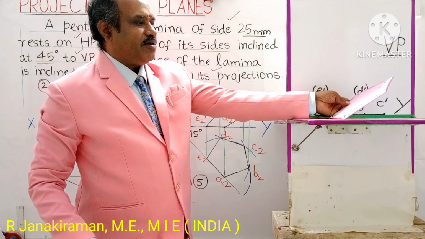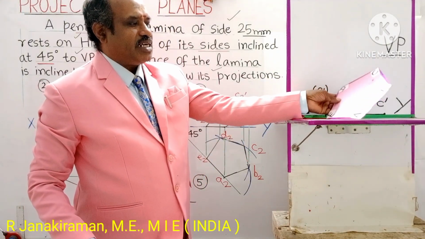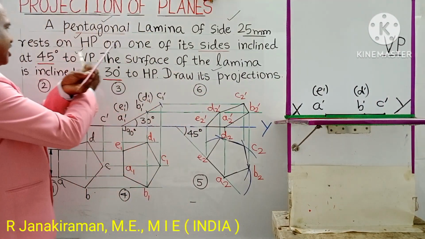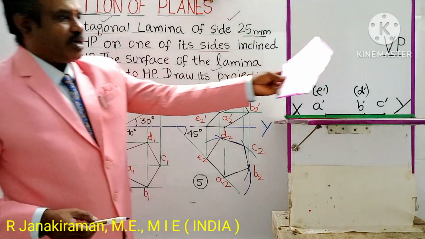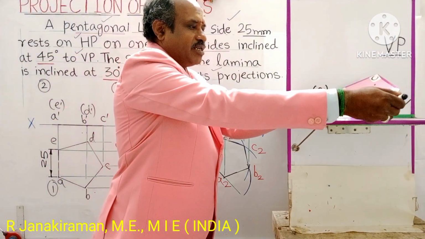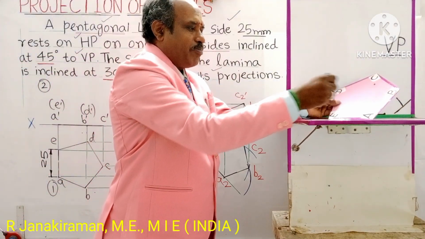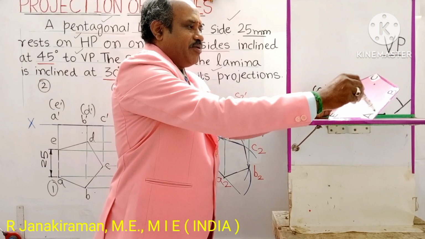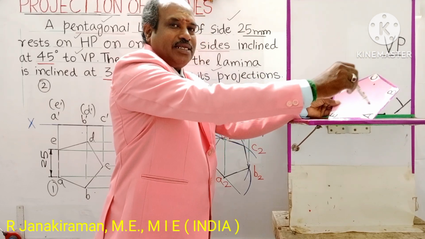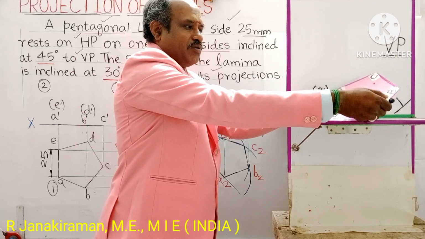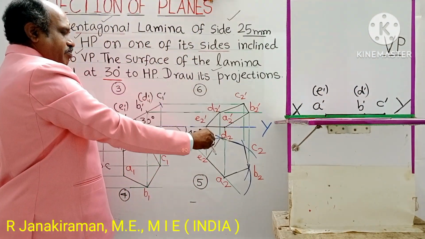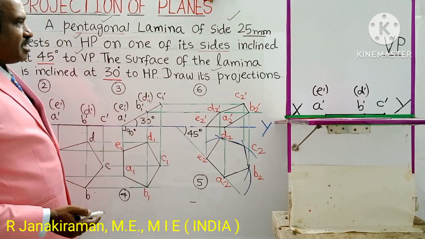Instead of being perpendicular, it is turned at 45 degrees to VP. So you have to assume it tilted like this. When you look onto this object, the pentagonal lamina, in this direction, the points will be visible, but you cannot see the full shape. It appears like an irregular pentagon. It's called the final front view. That front view is shown here, with the corresponding top view. Okay, so this completes the final position.